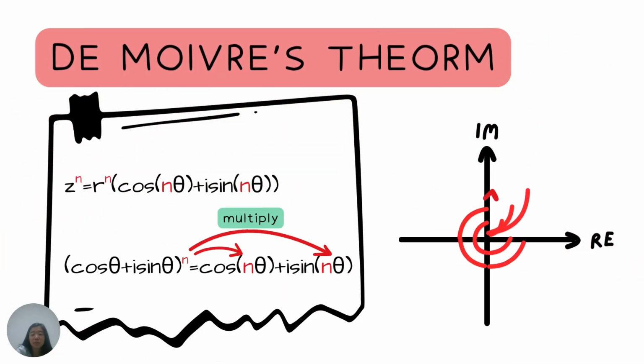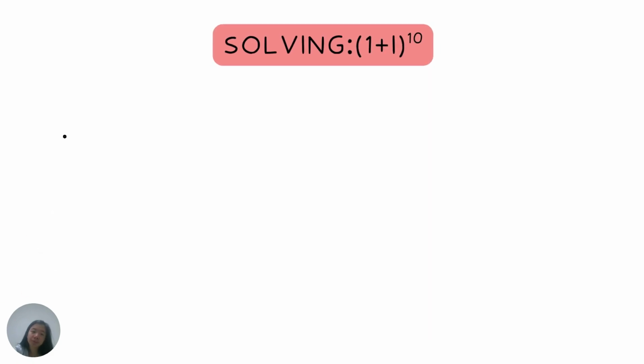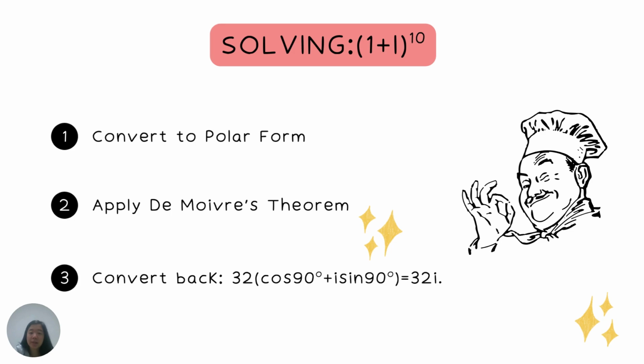And to define de Moivre's theorem, we look at what happens when we raise a complex number to a power. Usually, in algebra, powers are difficult. They involve multiplying. It's basically just 3 steps to complete the calculation.